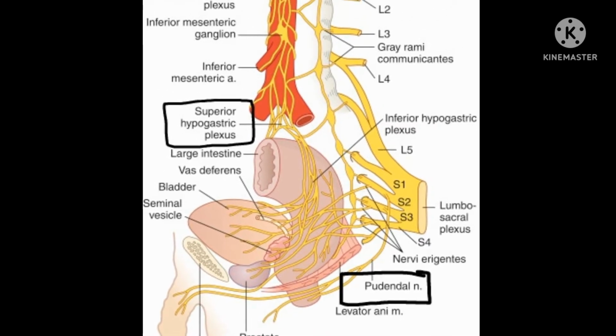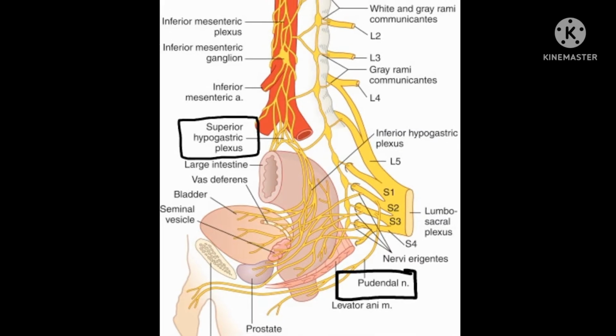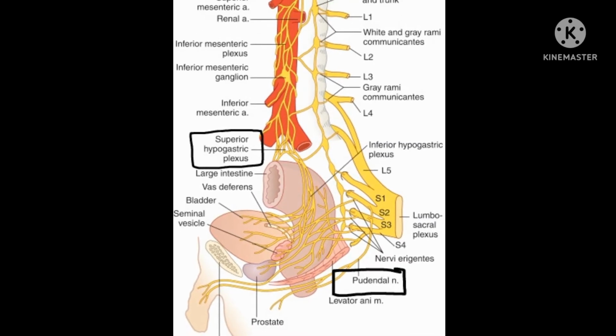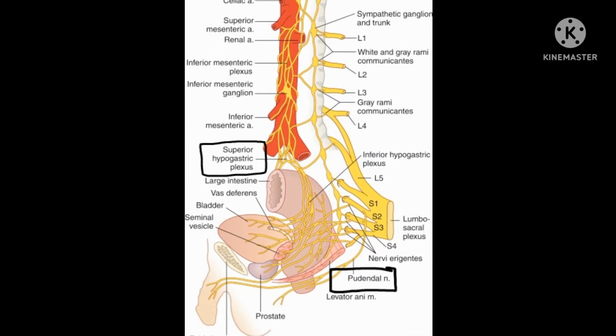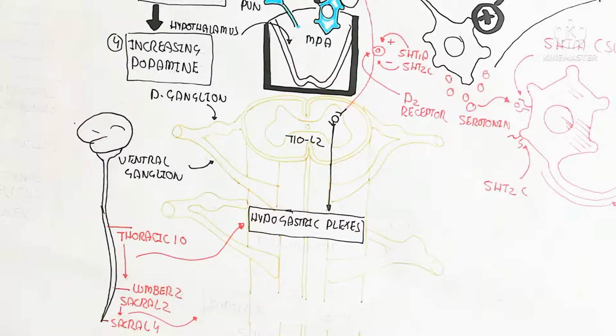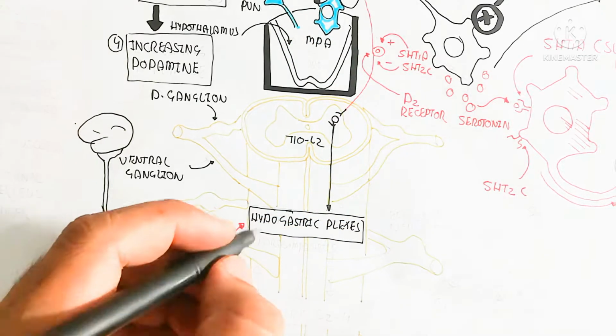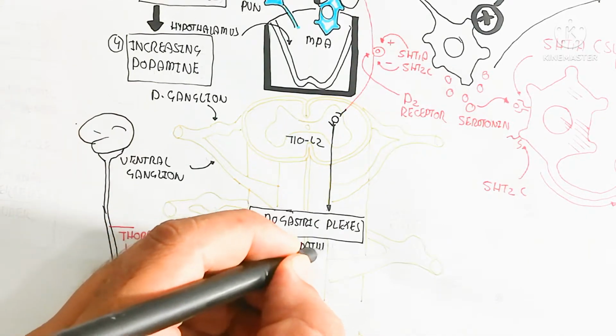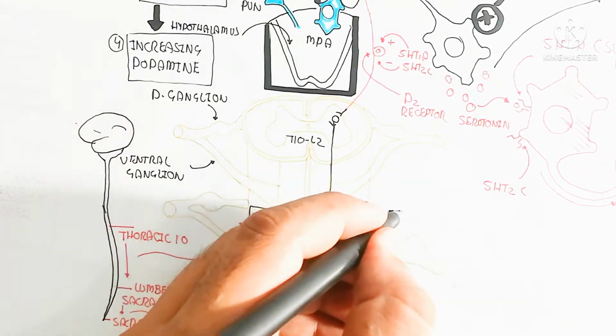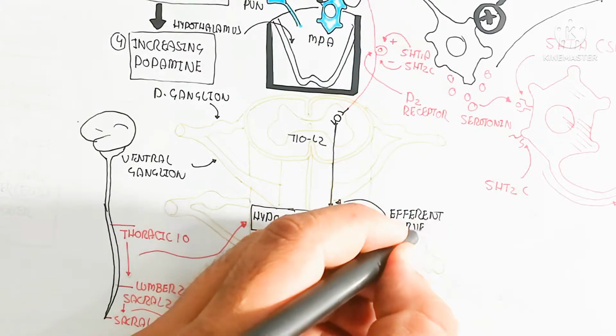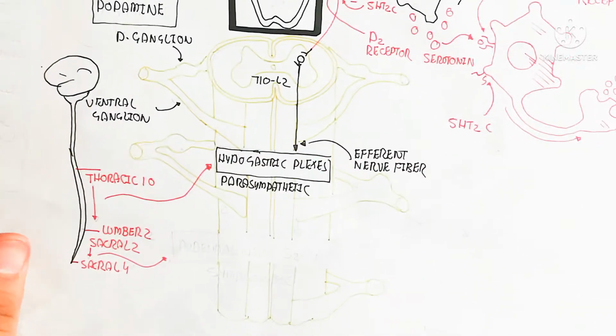This is the pudendal nerve, and the superior hypogastric plexus is present. In this way, the pudendal nerve and superior hypogastric plexus are involved. So here is the hypogastric plexus, which travels from the interconnection to the thoracic 10 to lumbar 2 region of the spinal cord.